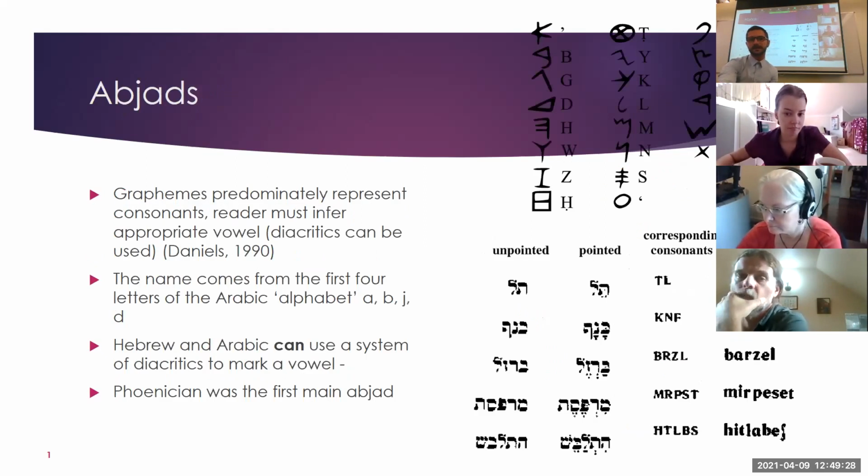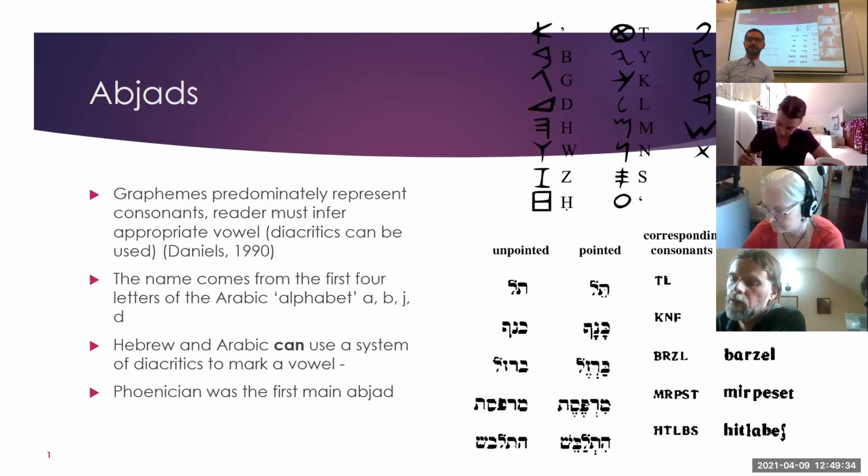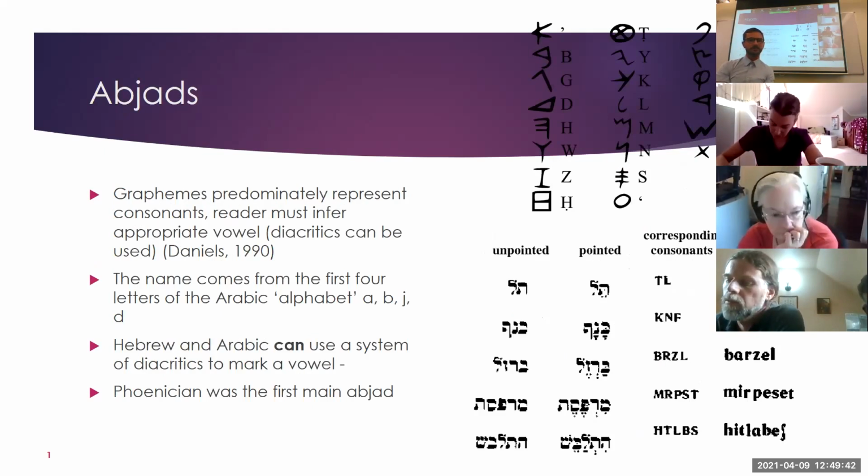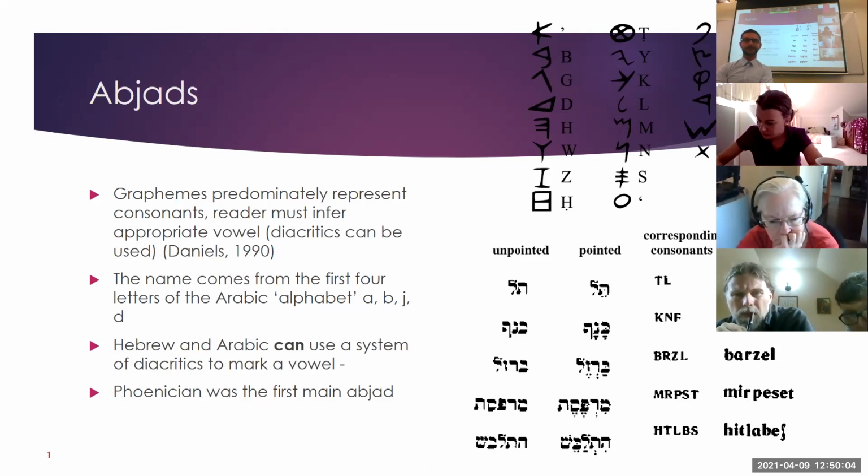So then, yeah, this is abjads, and this is also a term that came from Daniel's only in 1990, but I think it's caught on. So with abjads, graphemes predominantly represent consonants, and the reader has to infer the appropriate vowel. And diacritics can be used, but if you use too many diacritics, then it kind of is not an abjad anymore. And so, yeah, the name comes from the first four letters of the Arabic alphabet. That's Daniel's who did that.